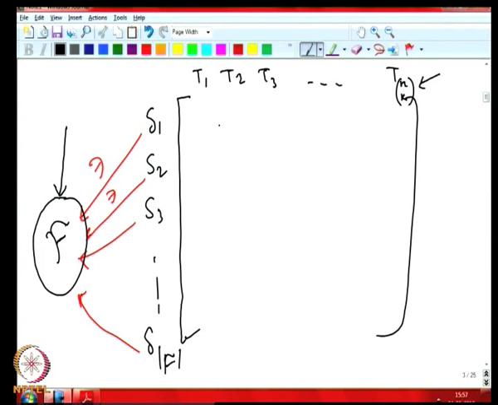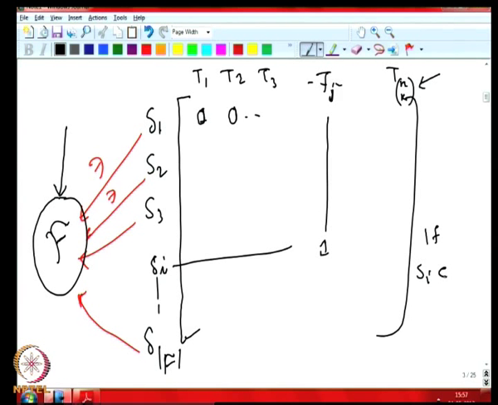And now again, what will be the ij-th entry? So for S1 and T1, I will put a 1 if S1 is a subset of T1, otherwise I will put a 0. If S1 is a subset of T2, then I will put a 1 here, otherwise I will put a 0, like that, right. So similarly, if I take an Si and a Tj, the 1 will be put if Si is a subset of Tj, or equal to Tj.